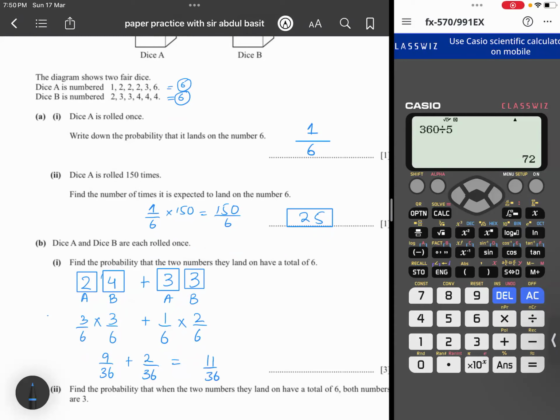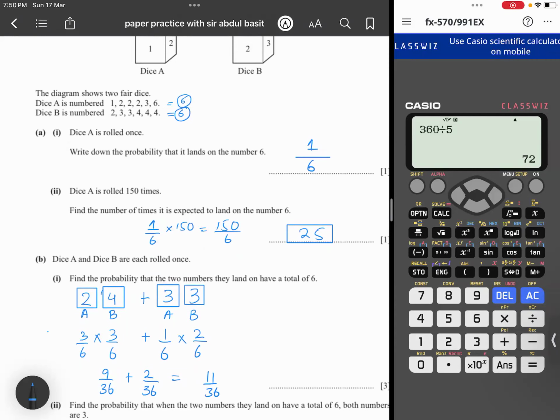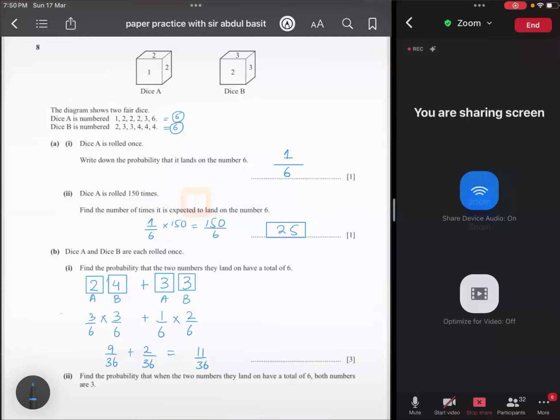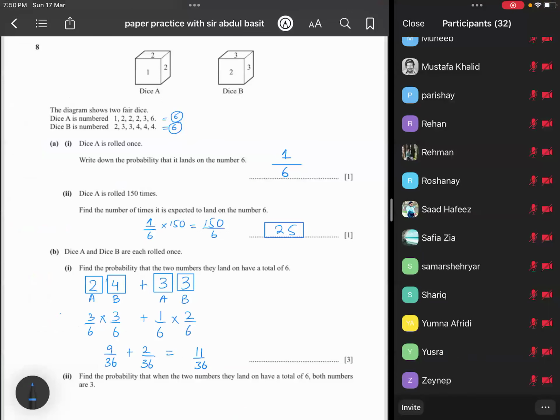Any problem so far? No, sir. Oh, okay, just give me a minute. Look at this question. Let me have something. MashaAllah, 32 students. Well done, everybody. Thank you, sir.